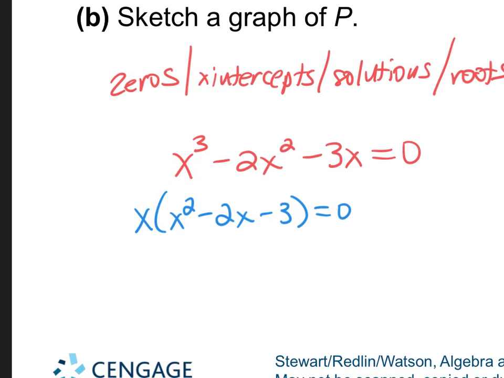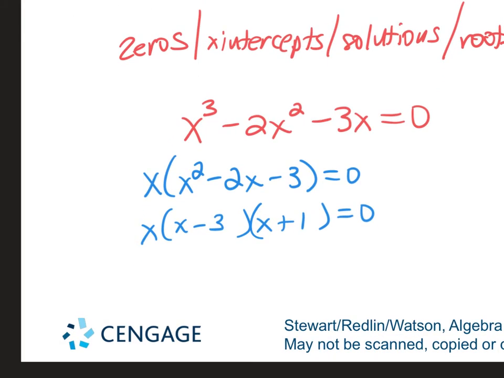Can I factor that more? Yeah. Okay. What times what gives you -3 when you multiply and a -2 when you add? X minus 3 and x plus 1, agreed. So I have 3 x-intercepts here. I have 3 zeros: at x equals 0, I have 1 at 3, and I have 1 at -1.